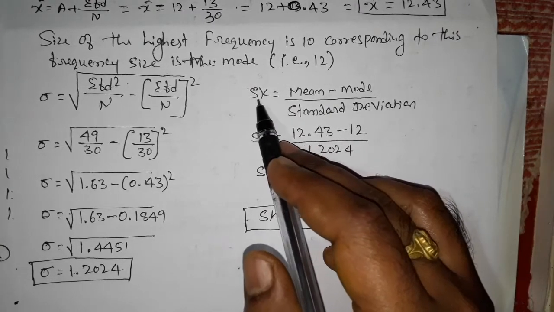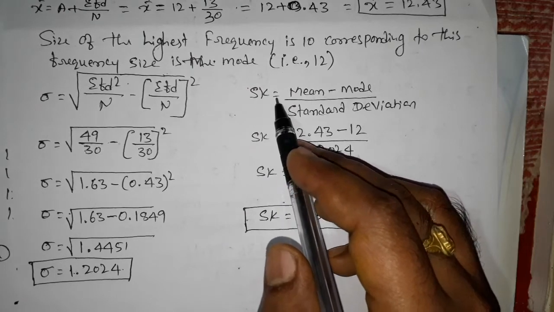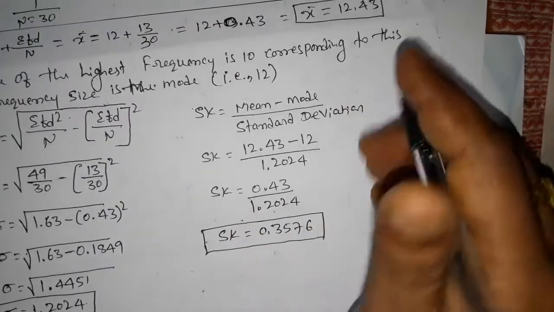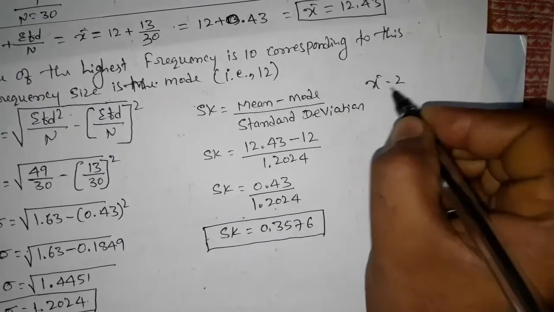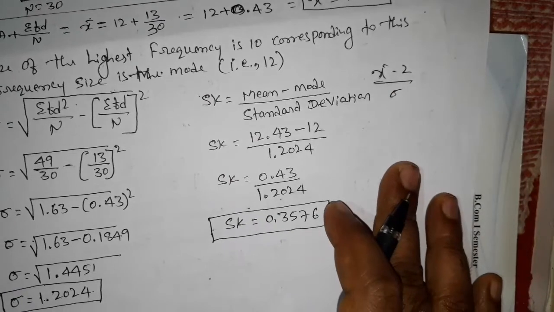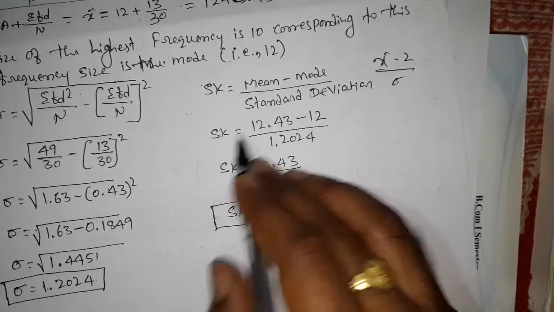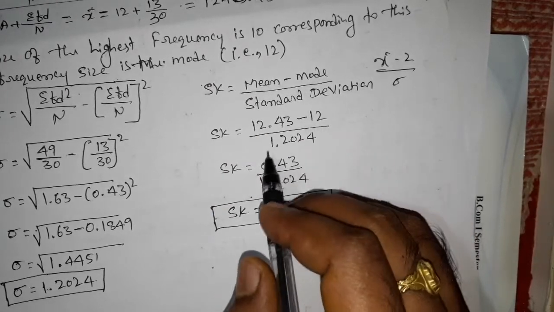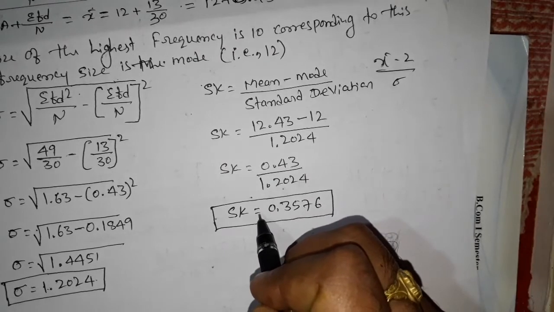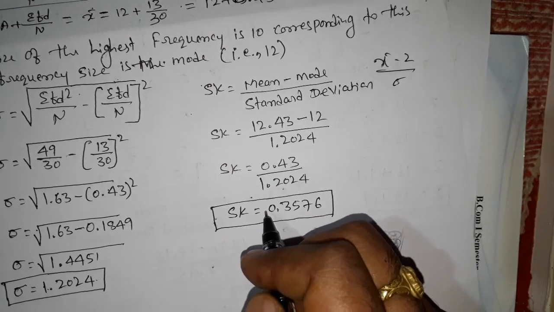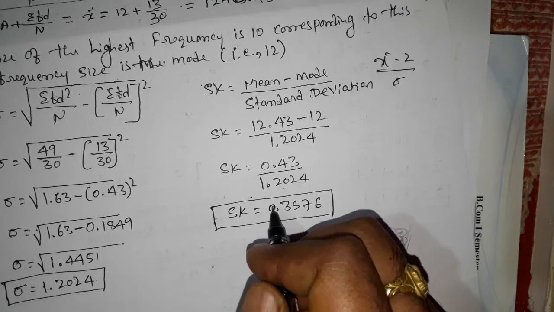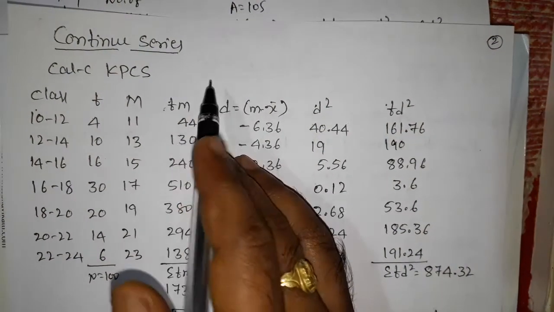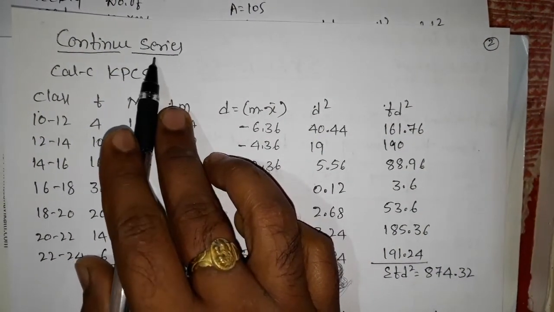Then we find the coefficient of skewness, Karl Pearson skewness. That is equal to mean minus mode divided by standard deviation. However you can write it, it is mean minus mode divided by standard deviation. Put in the values you have found for the mean, mode and standard deviation. You will get the answer as positively skewed, because it is a positive value. Then the other part is the continuous series.